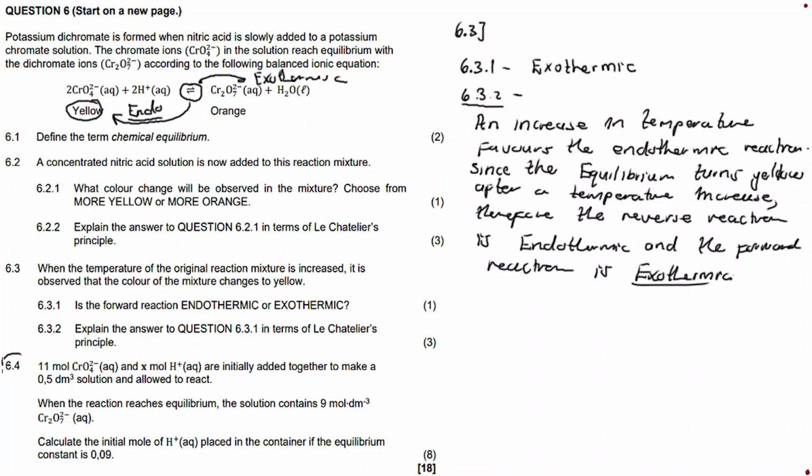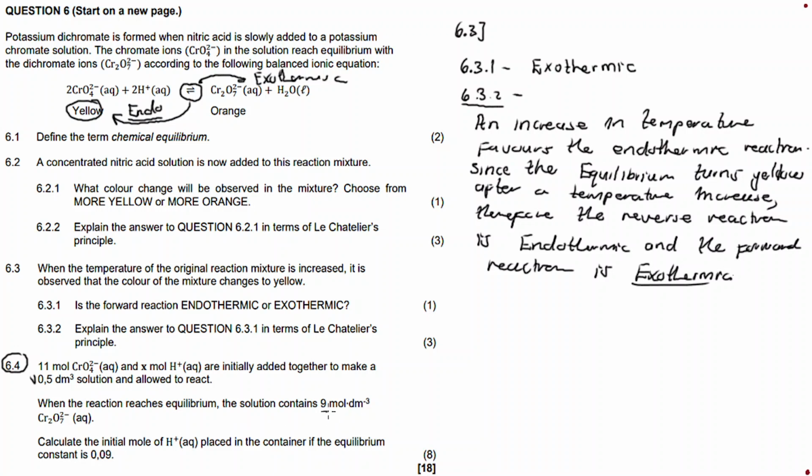Then for the last one, the big one of this question 6, they want us to calculate the X mole, is it? Okay, so we have 11 mole of these ions and X mole of the hydrogen ions initially added together to make a 0.5 cubic decimeter solution and allowed to react, right? So it's in a volume. When the reaction reaches equilibrium, the solution contains about 9 mole per cubic decimeter.